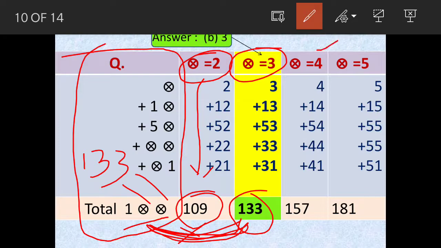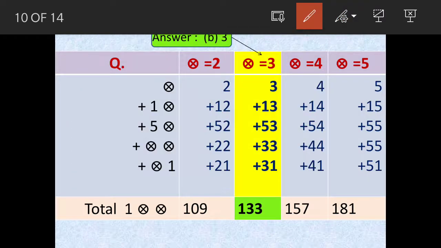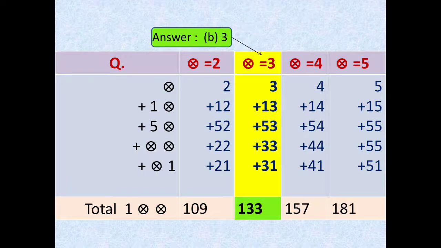Now you can check 4 and 5 also, but since time will be very short, the moment you get a confirmed answer like this, you should proceed to the next question. I'll remove all the markings. See the answer yourself.